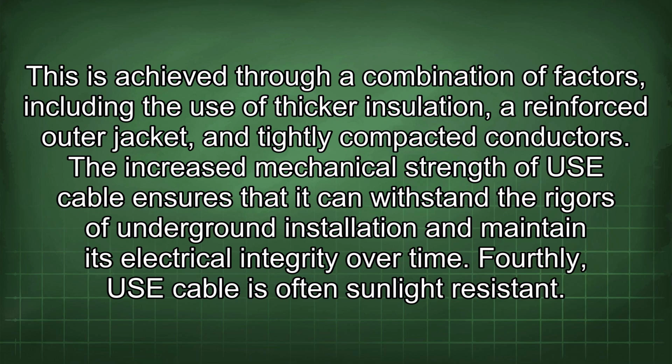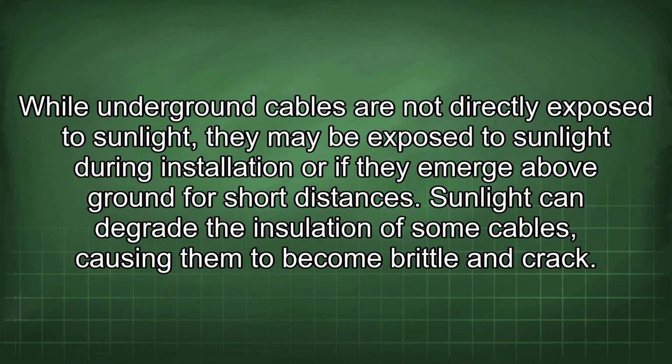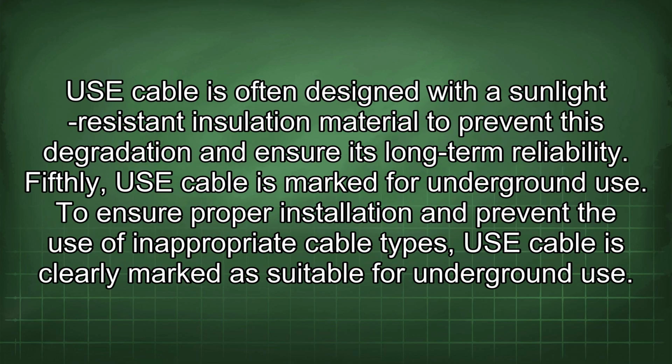Fourthly, USE cable is often sunlight resistant. While underground cables are not directly exposed to sunlight, they may be exposed to sunlight during installation or if they emerge above ground for short distances. Sunlight can degrade the insulation of some cables, causing them to become brittle and crack. USE cable is often designed with a sunlight-resistant insulation material to prevent this degradation and ensure its long-term reliability.